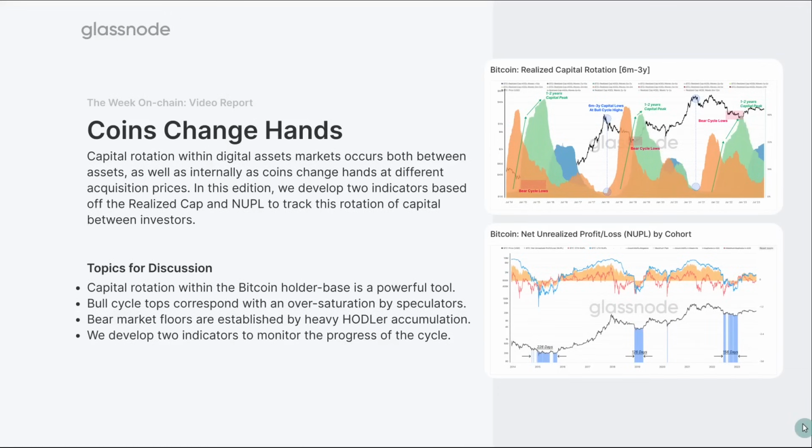Capital rotation is a really interesting dynamic. It happens across all assets and all markets. It just happens that when we're looking at the on-chain data, we essentially get 10-minute resolution for Bitcoin to see how those macro flows are starting to change.